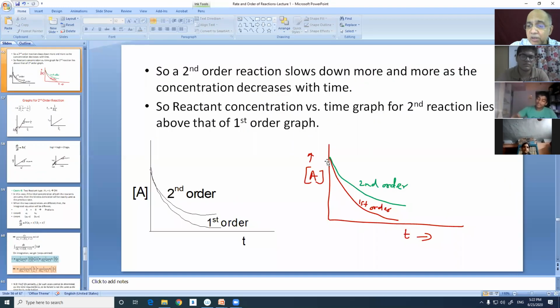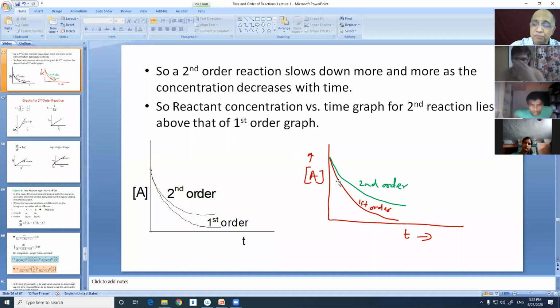Now see, because a second order reaction becomes extremely slow as time elapses, the half-life period increases, and the rate becomes further slower and slower. So if you compare the two graphs, both are exponential, both are not linear.